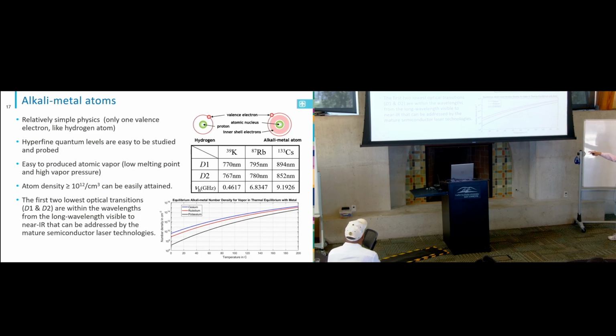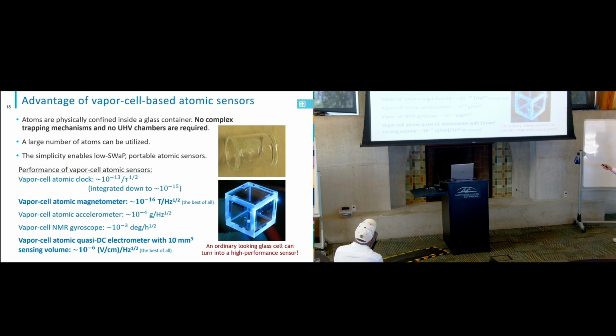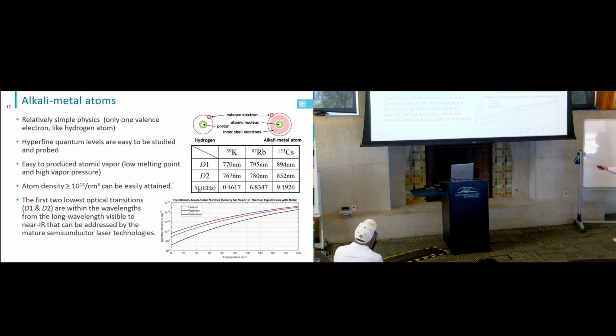But the atomic species we use in vapor cells are basically the elements in the first column of the periodic table. The reason we would like to do that is because they are hydrogen-like. It has only one valence electron, just like hydrogen. The inner shells are filled, and so we only have one electron in the s orbital. Most of the time, people use lithium, sodium, potassium, rubidium, cesium.